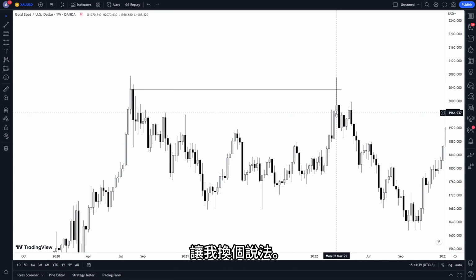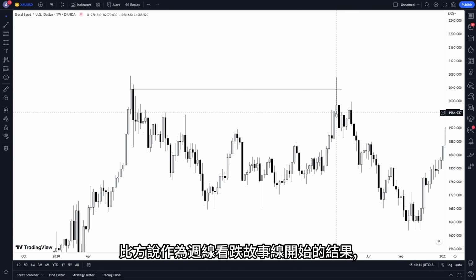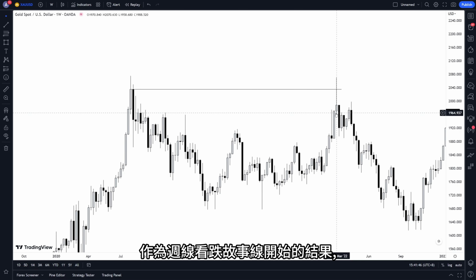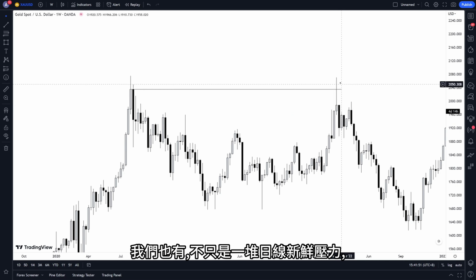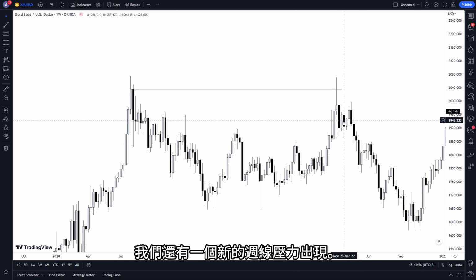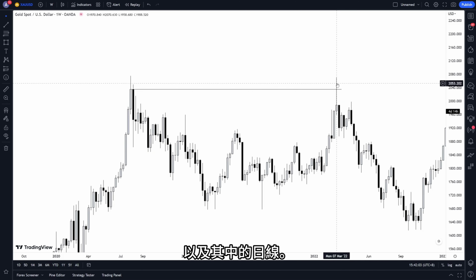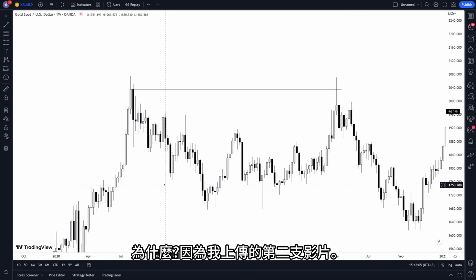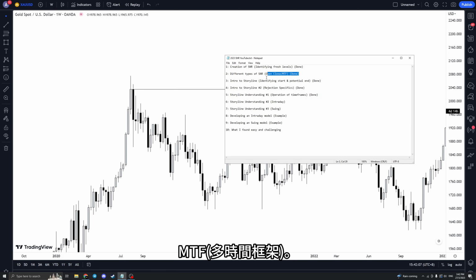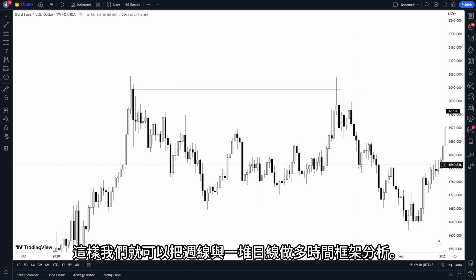So let me rephrase it. If we have a weekly bearish storyline starting, and as a result we also have, instead of just a bunch of daily fresh resistances, a new weekly resistance that is formed, then obviously it will be best to pay attention to the weekly resistance, right? And the dailies that are within it. Why? Because of the second video that I uploaded: MTF, so that we can MTF the weekly together with a bunch of the dailies.